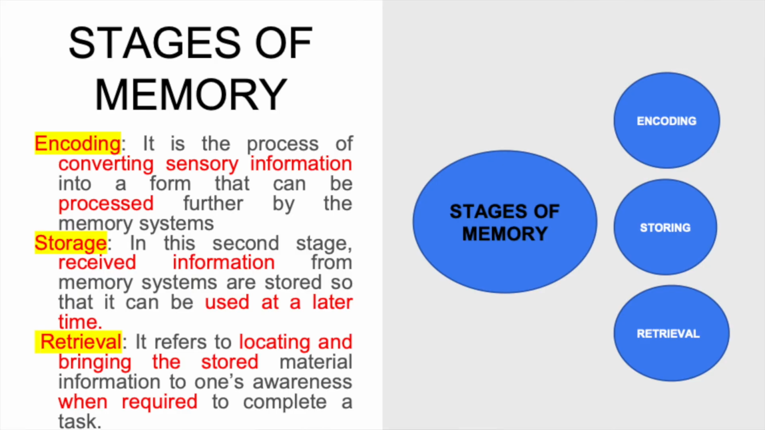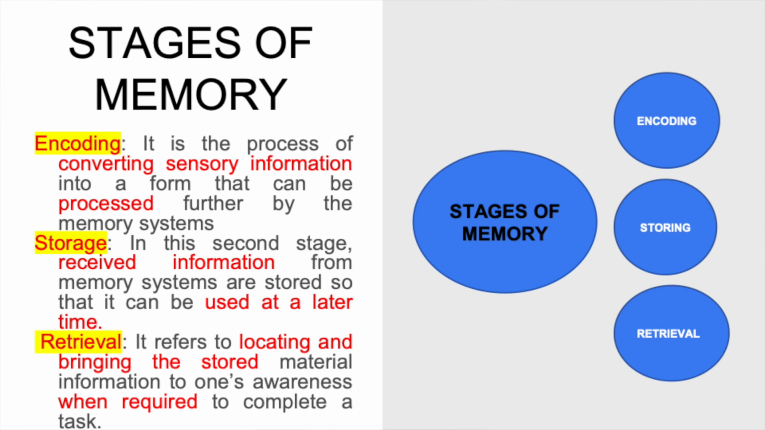So when you take memory, memory is processed in 3 stages. So there are 3 stages for memory. Stage 1 is encoding, stage 2 is storing, and stage 3 is retrieval.